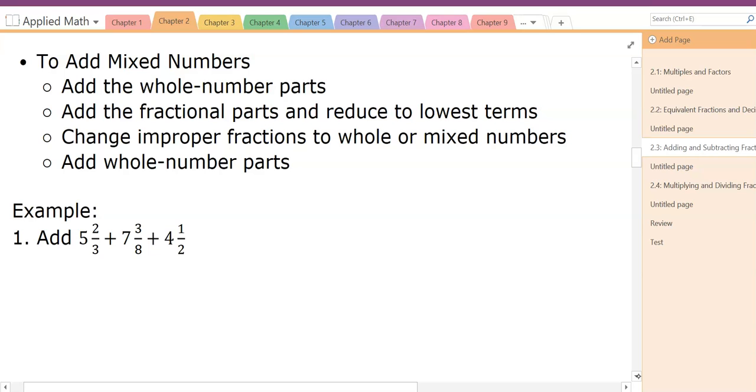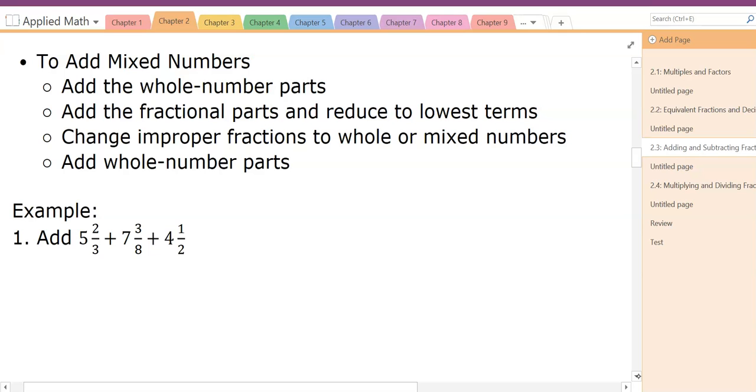The first thing you need to do is add the whole number parts, and then add the fraction parts, the same way we were just doing it. If you have to change the denominators, do that first, and then add them. Then if you end up with an improper fraction when you add the fraction parts, change that to a mixed number, and then if you have to, add that to the sum of the original whole numbers, okay?